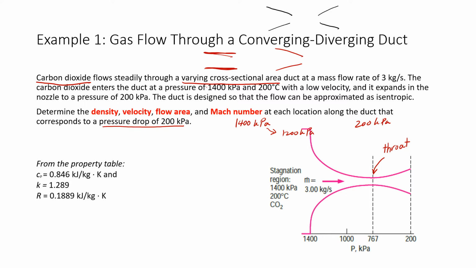Okay, so this is the mass flow rate. It enters at 1400 kPa and 200 degrees Celsius. And this is the pressure variation that we get as the gas flows through the duct. The pressure starts at 1400, it drops to 200 at the exit.